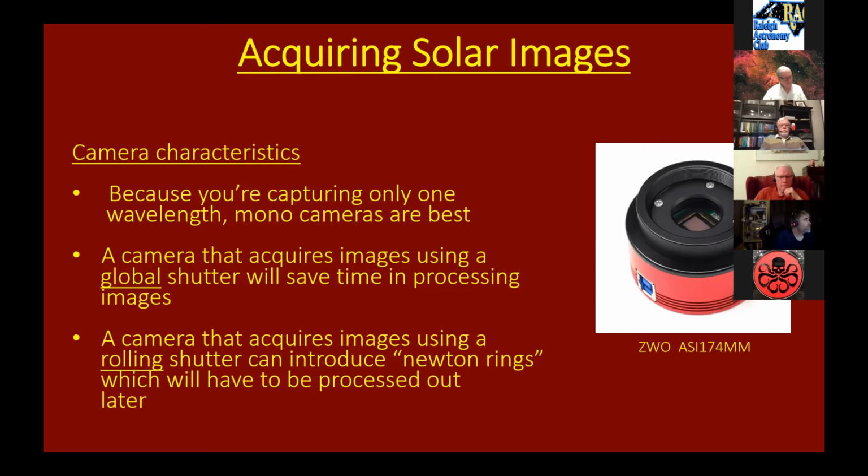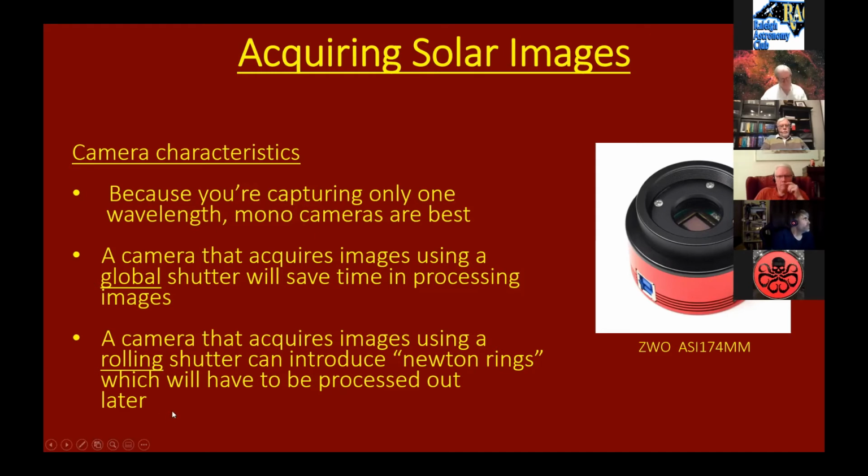Also, you'll really notice it if you point it at a computer monitor or a television monitor. It doesn't matter what kind of monitor. It could be CRT or just regular flat screen. So you can point it at that, and you'll see what I'm talking about. Those little what are termed Newton rings if you use a rolling shutter camera. So you can process these out afterwards.